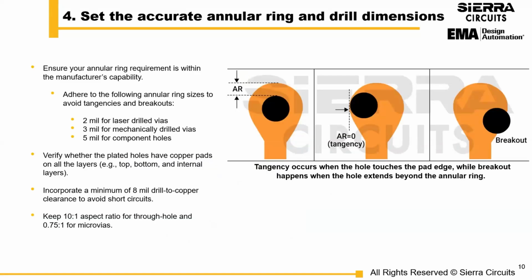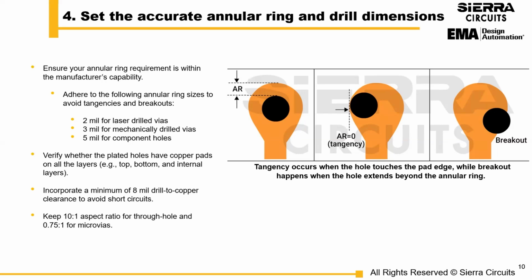Next, we have setting the accurate annular ring and drill dimensions here. So when you're designing annular rings, ensure your requirements align with your manufacturer's capabilities. Otherwise, issues like tangency and breakouts might hamper the design reliability. You can follow these recommended annular ring sizes to avoid these issues. That is 2 mil for laser drill vias, 3 mil for mechanically drilled vias, and 5 mil for component holes.